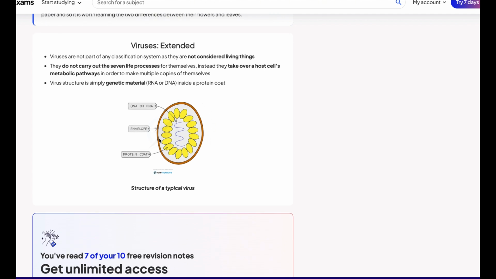So a virus is categorized with a DNA and protein coating. It has a protein coating like this envelope that covers the virus. This one inside is the strand of the DNA, or you can call it DNA or RNA. It's a single helix, not a double helix. These are called the protein coats. So this is how you find it in the exam paper.